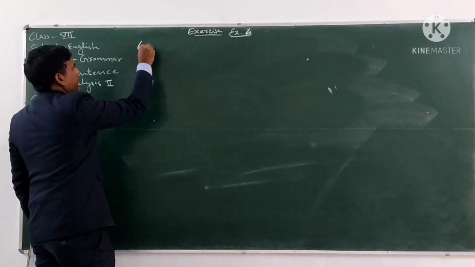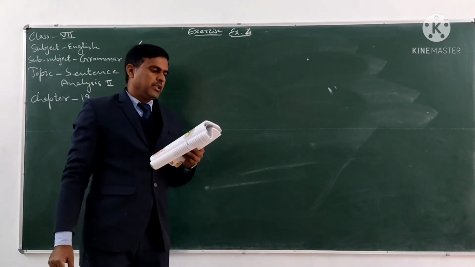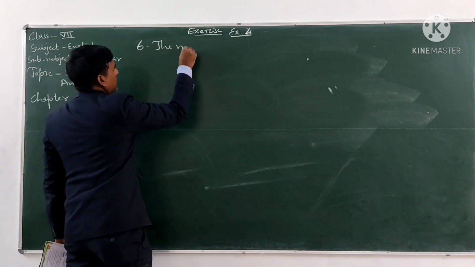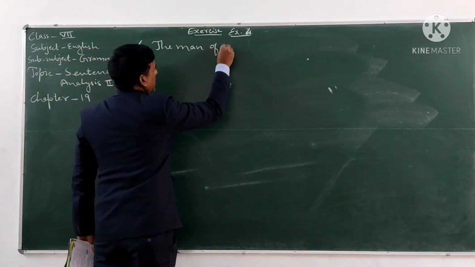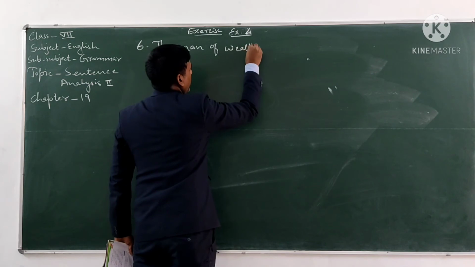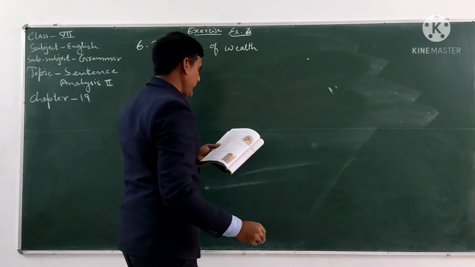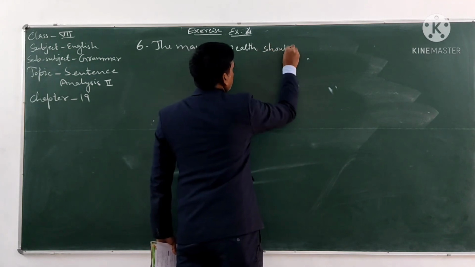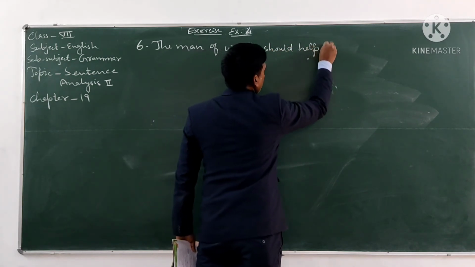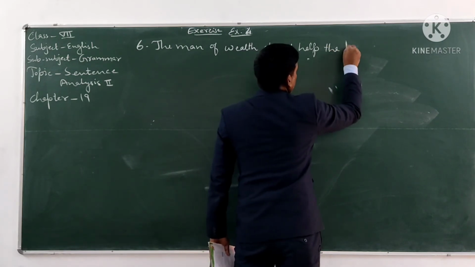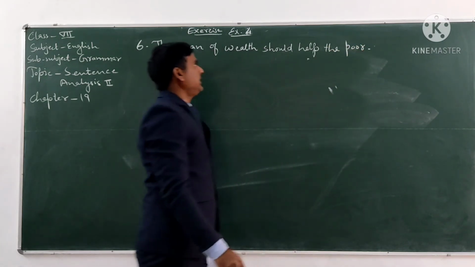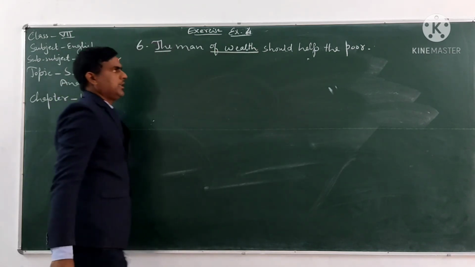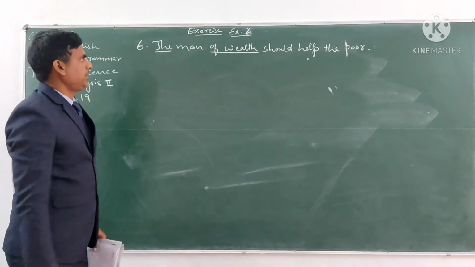Sentence number 6 is, the man of wealth should help the poor. In this sentence, the and of wealth are the enlargements of the subject.